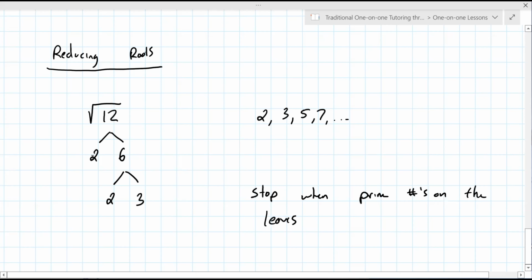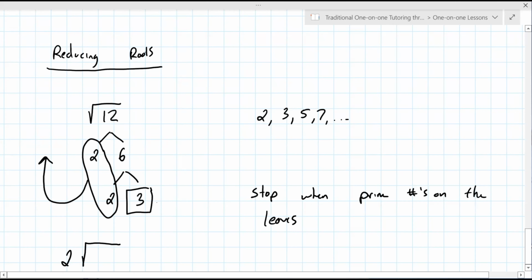Now within this group of 3 prime numbers, 2, 2, and 3, are there any pairs? Are there any 2, 2? So I like to circle the pairs. For each pair, you bring 1 out, so you bring 1 outside the square root. And what's left over inside the square root is anything that didn't have a pair. So that goes in here, and that's your final answer. So get that down in your notes if you can, and then we'll look at another example together.